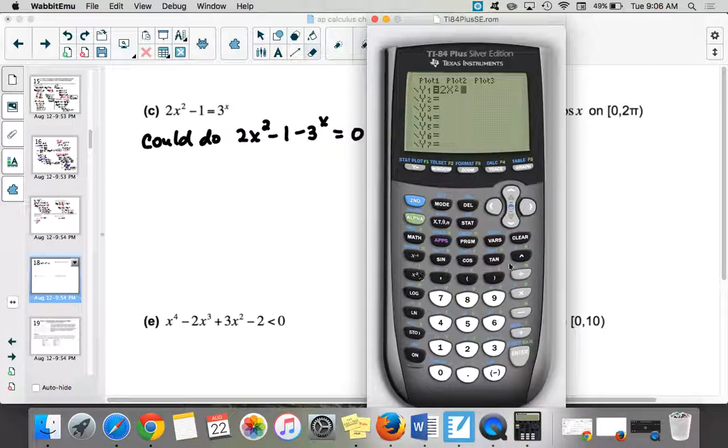So 2x squared minus 1 for the first one, and then the second one is 3 to the x. Can you guys close that door, please? All right, so hit graph.